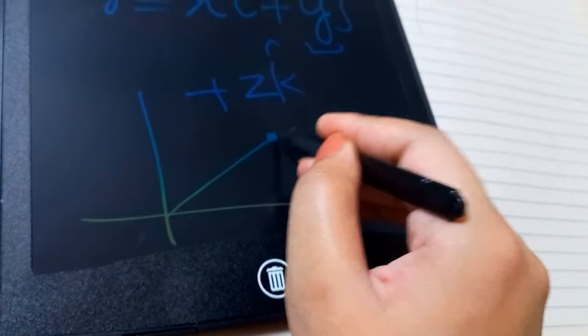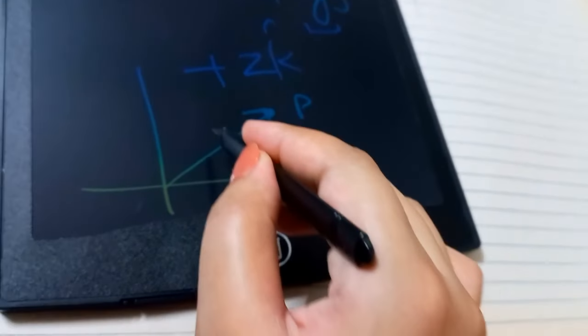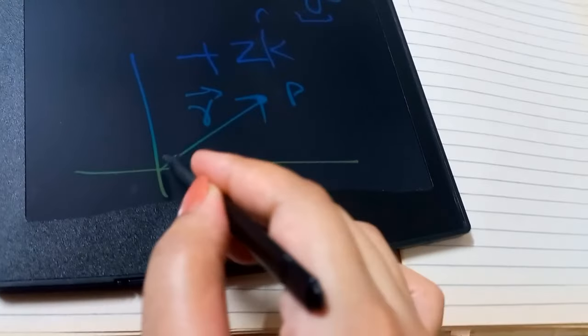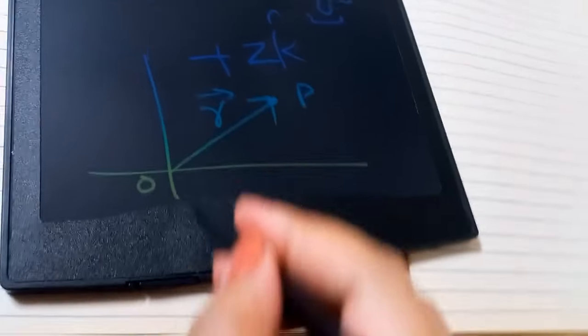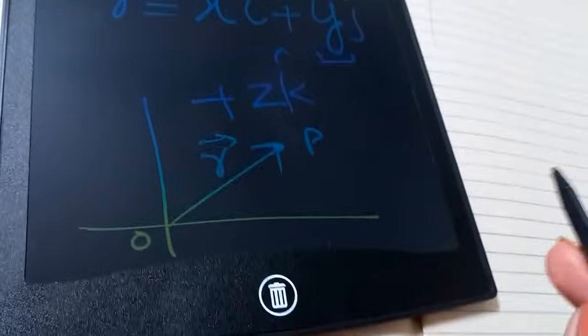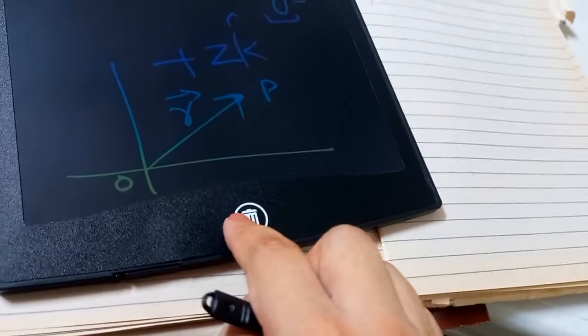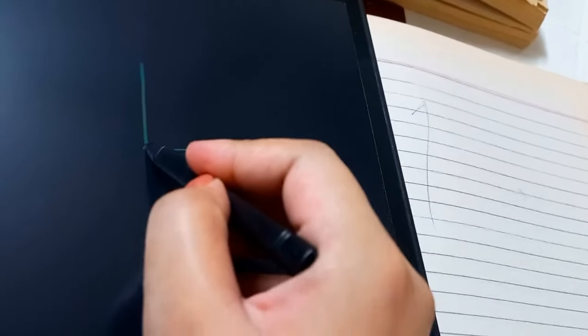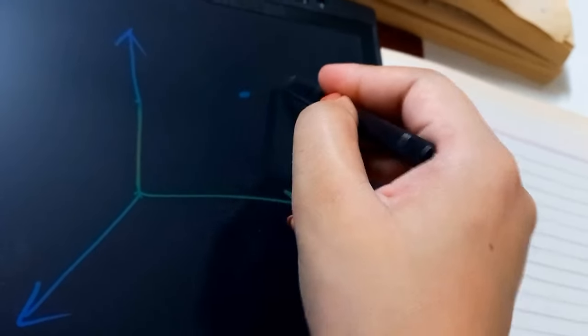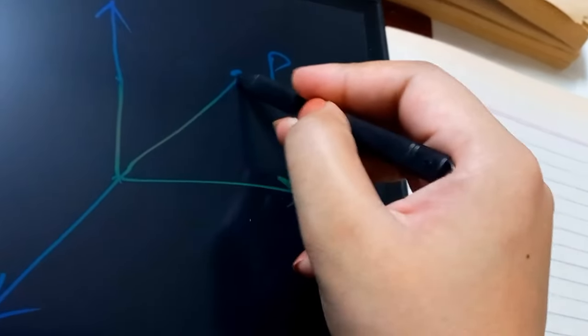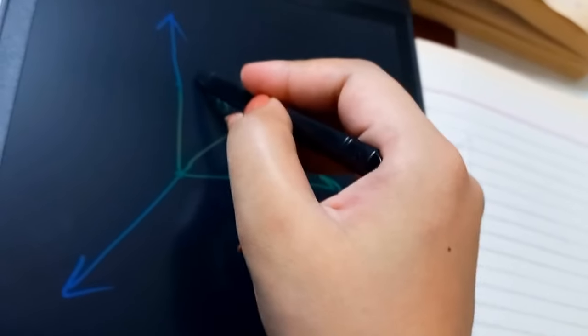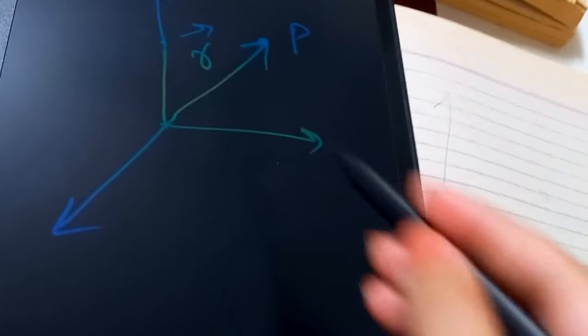For example, this is the point P whose location we are showing. So this is the vector, this is the R vector, and this is the origin. Okay, and let us draw it in 3D. So if you draw it in 3D, then it will look like that. This is the P point, and this is the R vector. Position vectors are really important.